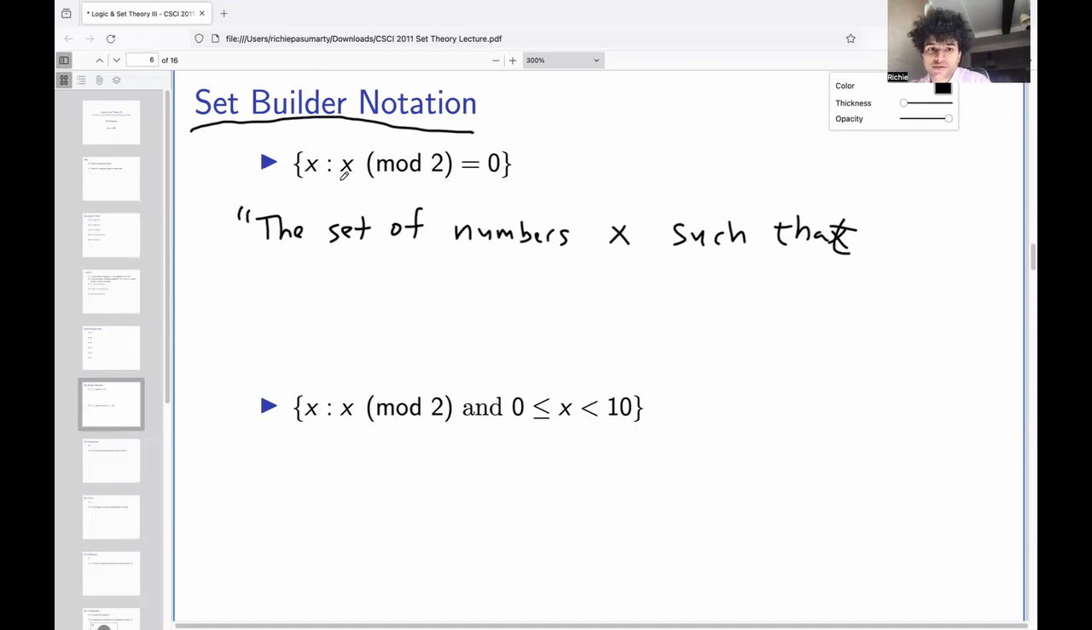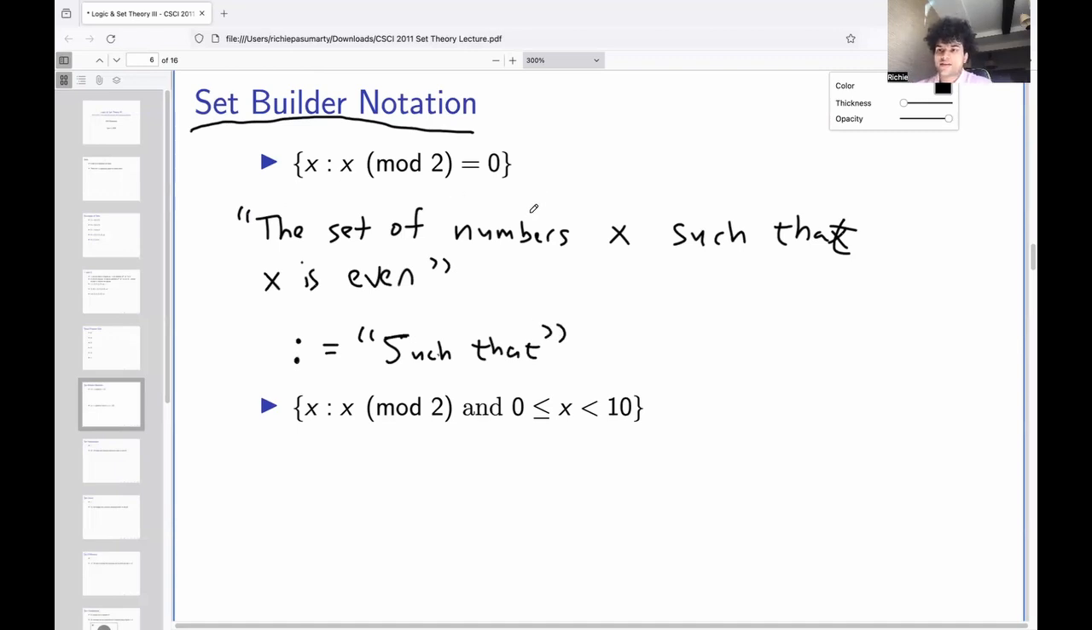What does x mod 2 equal to 0 mean? It means when I take a number x and I divide it by 2, I'm going to get a remainder of 0. So what numbers are those? Those are even numbers. When I divide a number by 2 and I get a remainder of 0, that's an even number. So, okay, the set of numbers x such that x is even. So this is how you read it in English. Okay, so just to reiterate, this symbol right here is equal to such that.